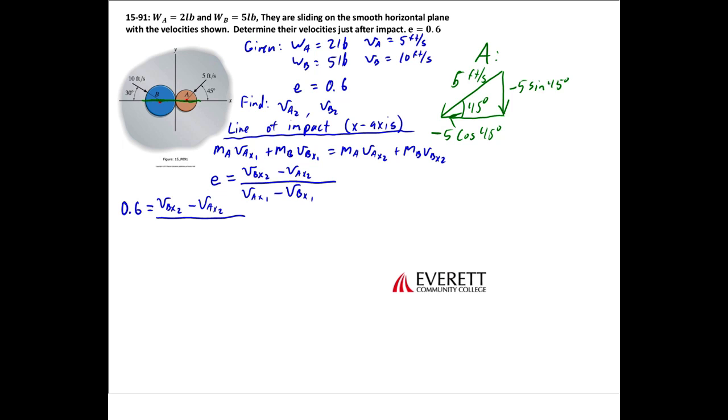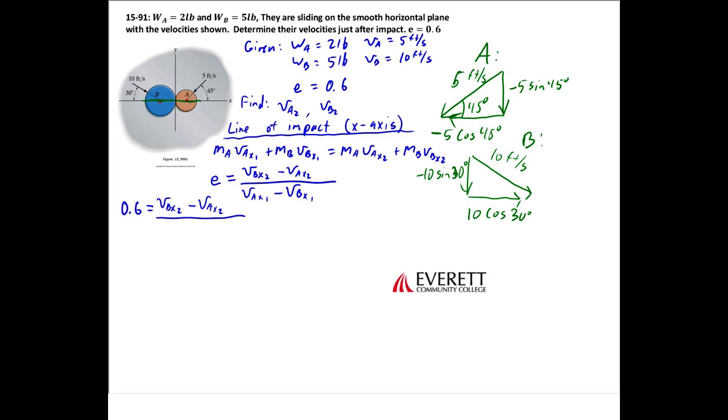Okay, we can do the same thing for B. For B we have 10 feet per second coming down this way. And we have an angle given of 30 degrees. So our x component is going to be a positive 10 times the cosine of 30 degrees. And then we're going to have a negative 10 times the sine of 30 degrees. So we got the x and y components of velocity there. So at this point we're just using the x components.